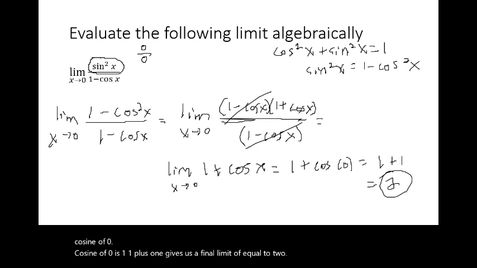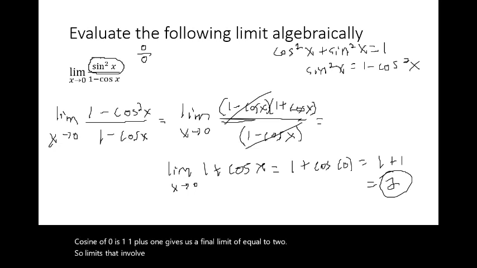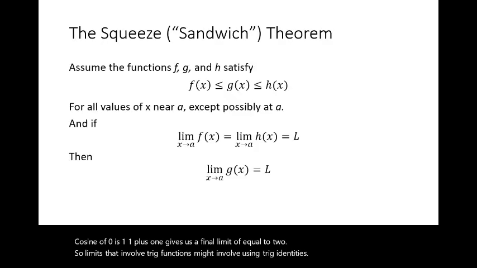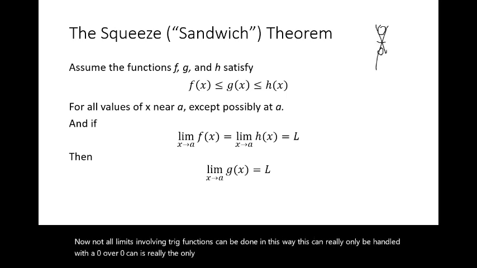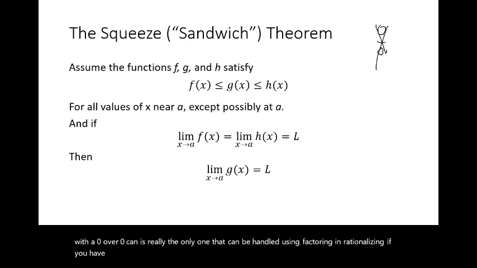So, limits that involve trig functions might involve using trig identities. Now, not all limits involving trig functions can be done in this way. This can really only be handled with a 0 over 0 is really the only one that can be handled using factoring or rationalizing. If you have some other indeterminate form that's even worse than this, you can't use factoring or rationalizing. One technique to work with that is what is called the squeeze theorem.